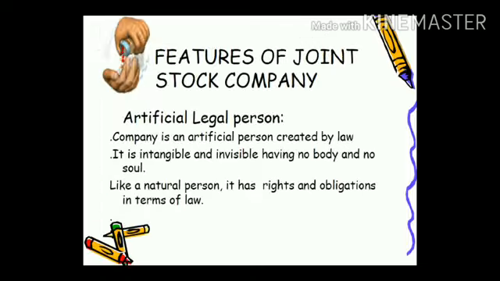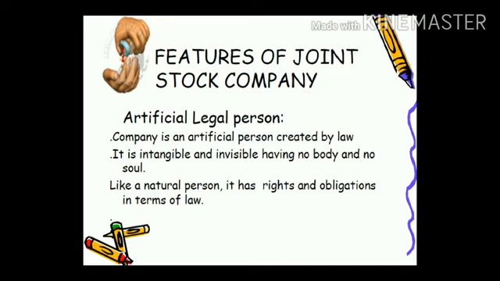The first one is artificial legal person. A company is an artificial person created by law. It is intangible and invisible, having no body and no soul. That means it cannot eat, walk, read or write. But like a natural person, it has rights and obligations in terms of law.